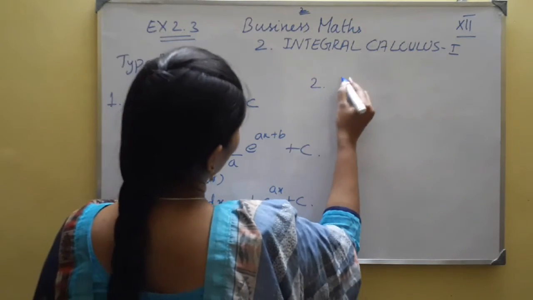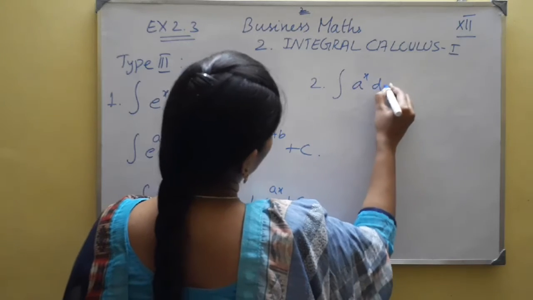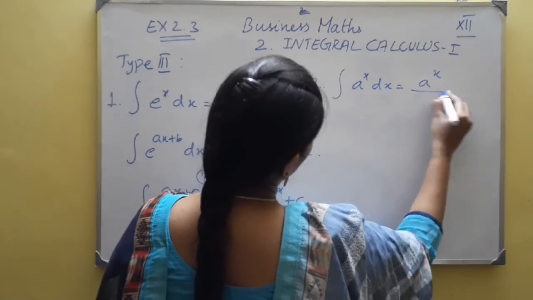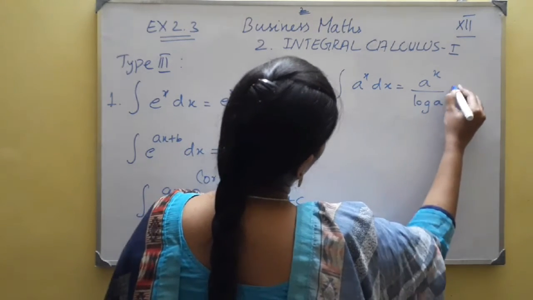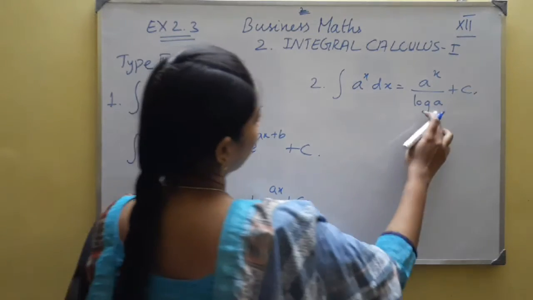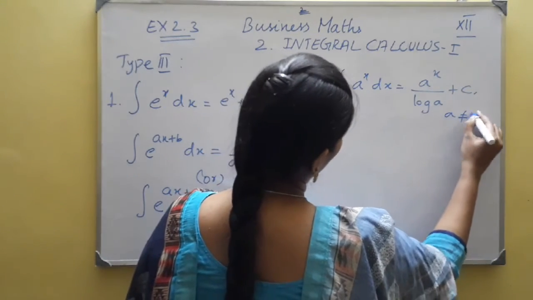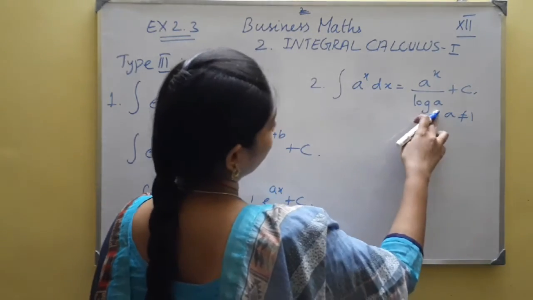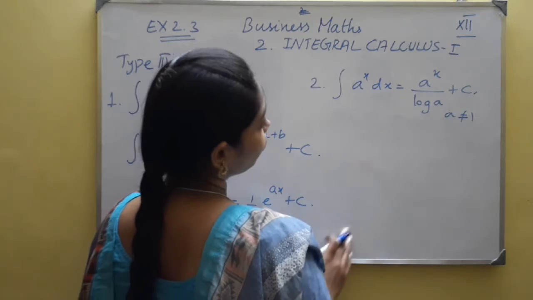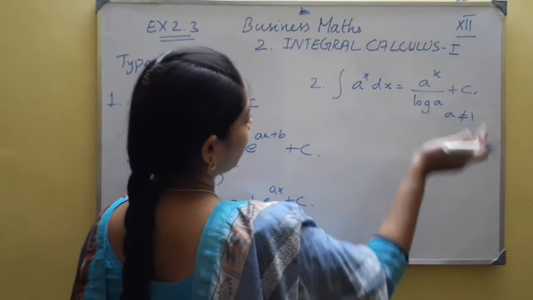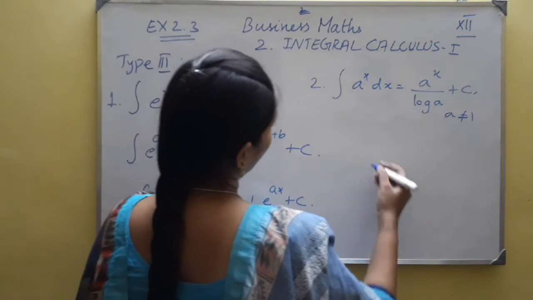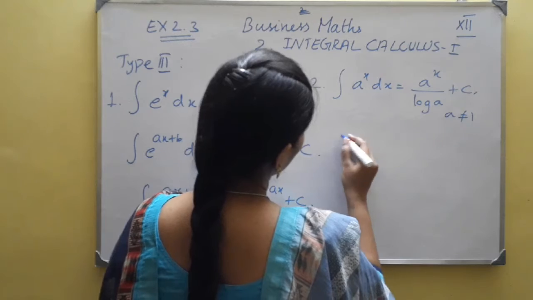Second one is actually integral a power x dx is equal to a power x divided by log a plus c. In this category, a should not equal 1. Okay, if suppose a equal to 1 means it will become 0 in the denominator and gives you undefined. And also a should be greater than 0.